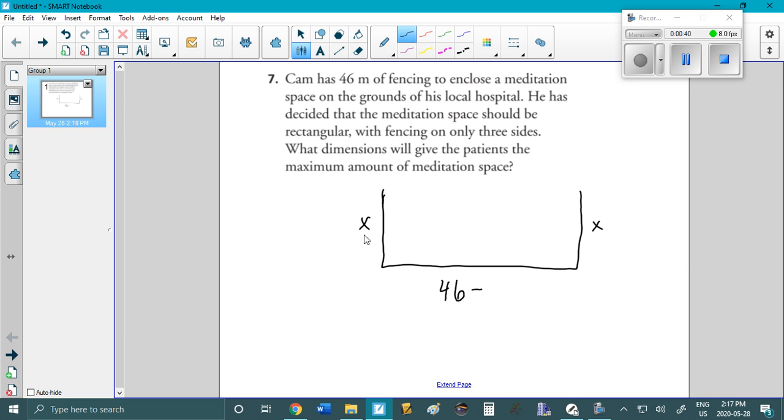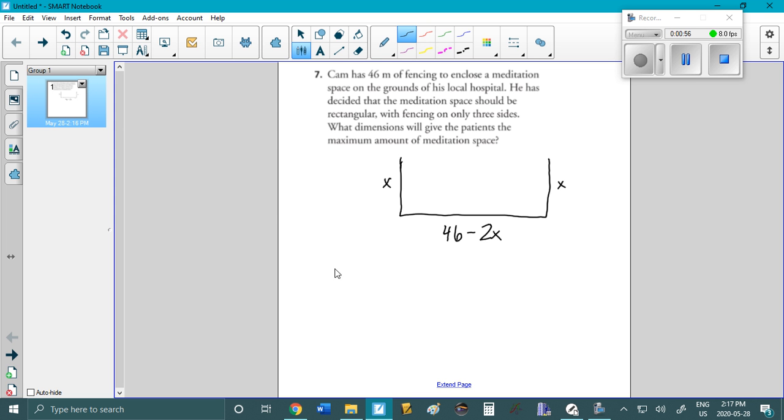If x is 1, he subtracts 1 and 1 again. If x is 5, he subtracts 5 and 5 again. No matter what, he's subtracting the x twice. So we have 46 minus 2x. From here, it's actually not too bad.